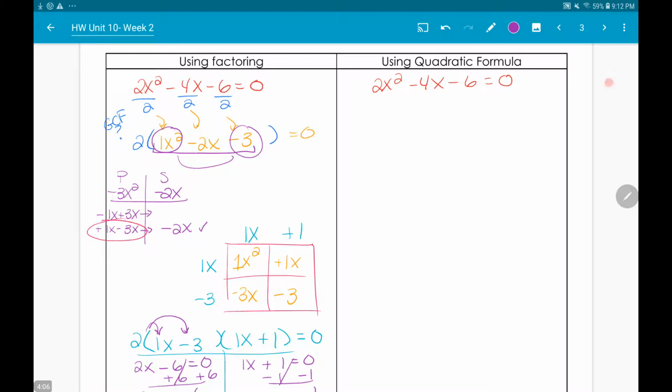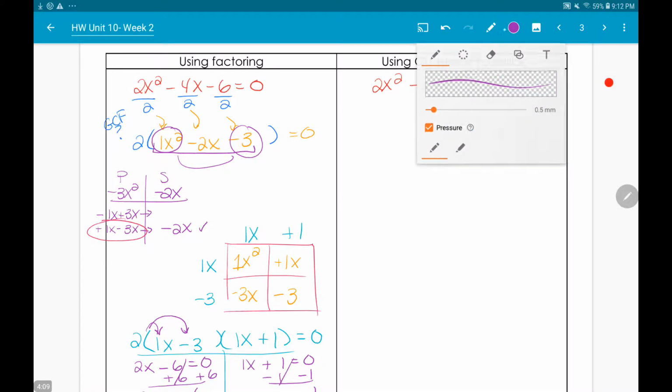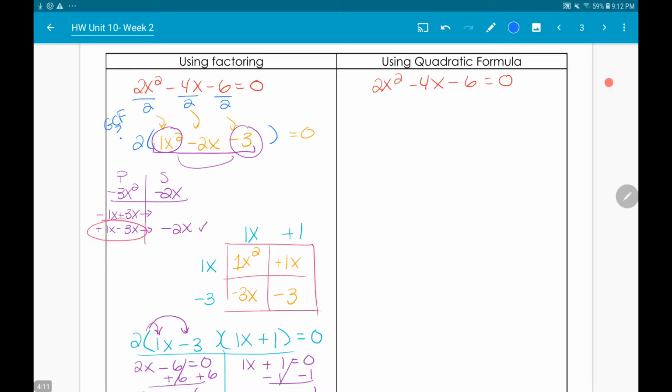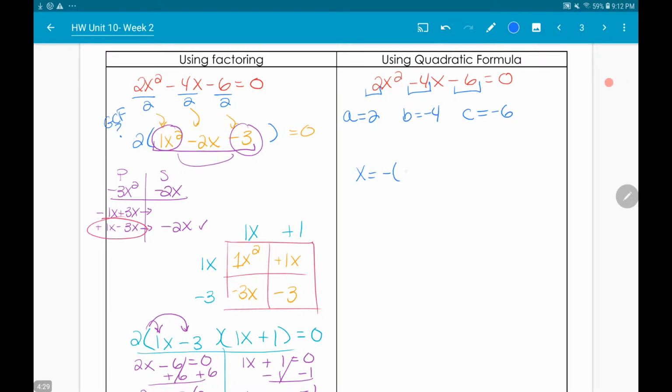So now I'm going to do the same exact problem, but now I'm going to use the quadratic formula. Now I should get the same answer because I'm looking for the roots. My root should be the same no matter how I solve it. So I have A, B, and C. All right, x equals negative b plus or minus square root of b squared minus 4ac all over 2a.